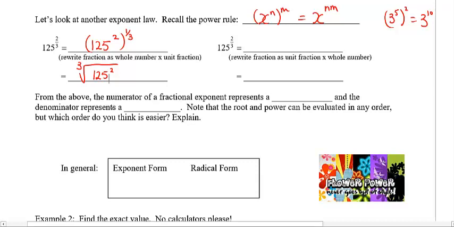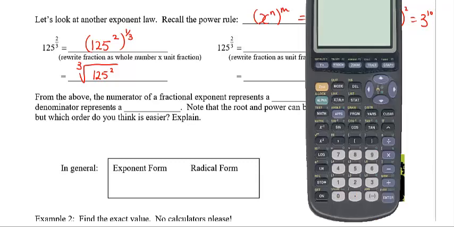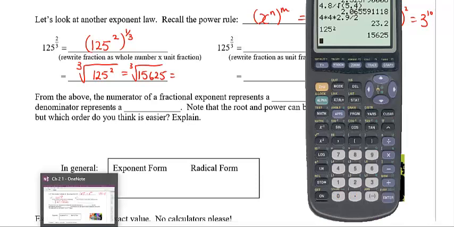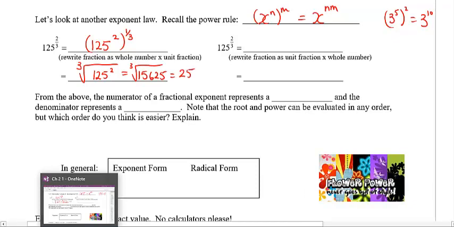I guess I can use my calculator now. Bring it out. Hello, calculator. I've got to do 125 squared. That's a big number. 15,625. And then I'm going to take the cube root of that. On my calculator, it's under math. Choose number 4. 15625. Notice what you get now is 25. Okay?